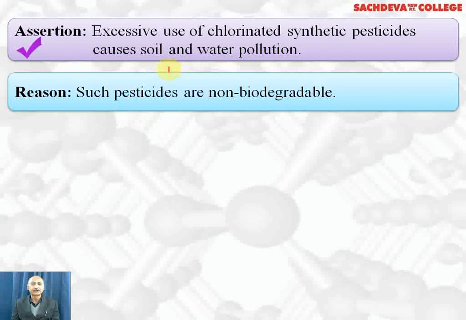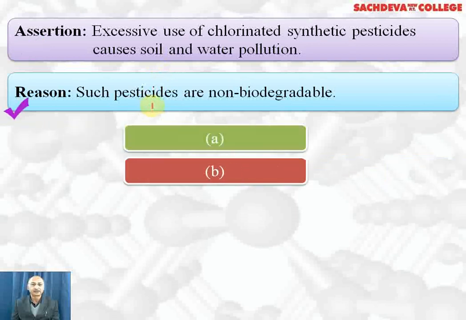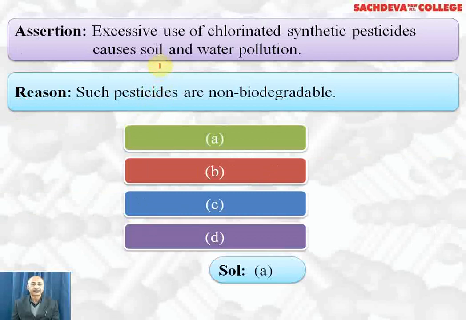Next, excessive use of chlorinated synthetic pesticides causes soil and water pollution is the correct statement. Such pesticides are non-biodegradable is also a correct statement. And is it the correct reason for water pollution? So that's why A part is the correct answer.